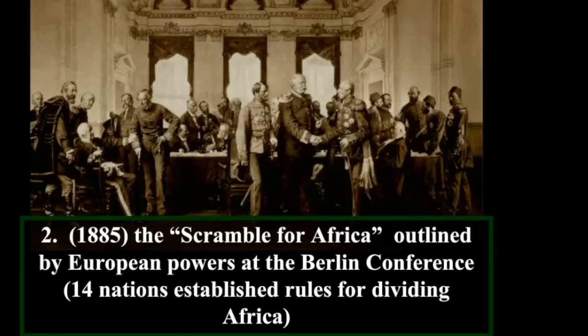So within the Berlin Conference, they outline rules to prevent war between the colonial powers of Europe. They say that they're going to check with surrounding imperial powers before taking a territory in Africa.